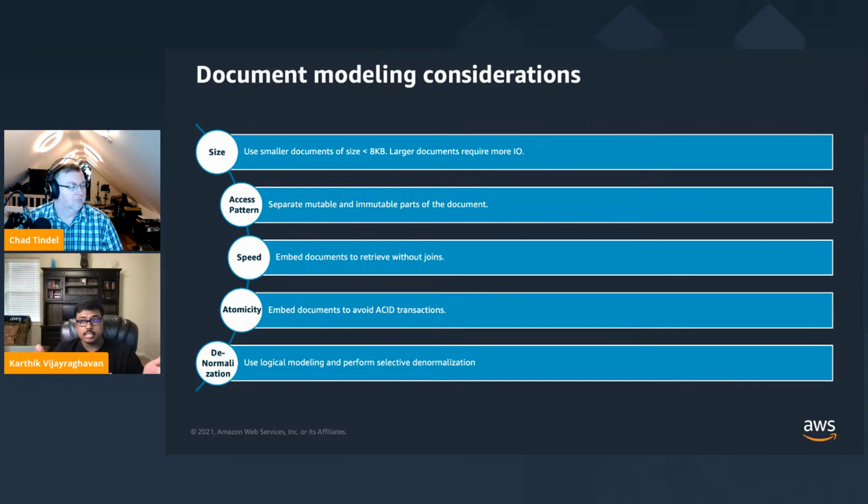Embedding documents can result in better latency, but like we saw before, it can increase the size of the document. As we saw with the access patterns, when you embed it and you're just going to be changing a small portion of the document, embedding that into a larger document is going to result in an overall increase in I/O and slow down your performance a bit.